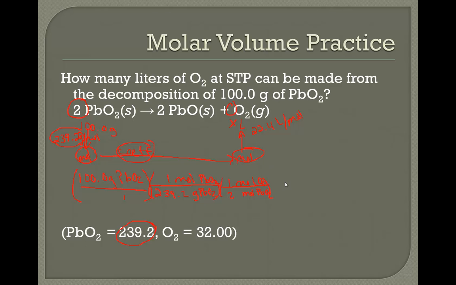Now this time, it's asking for liters. So moles are on top, we want to put moles on the bottom. 1 goes with moles. And then 22.4 liters will be on top. Remember, what you're looking for will be on the top of the last bracket. So 100 divided by 239.2 divided by 2 times 22.4 gives 4.682 liters. There's 4 significant figures here, so we want to have 4 here. And this is of O2.